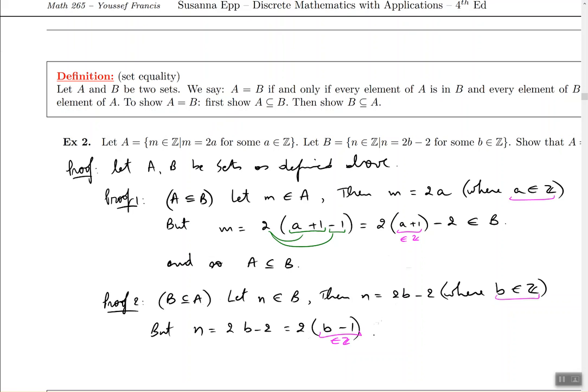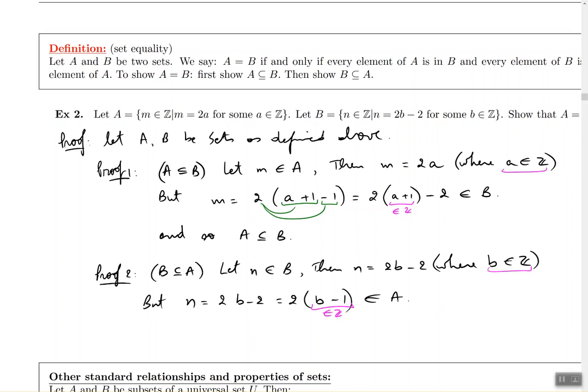This means that the number we have looks like 2 times some integer, which means it belongs in the set A. This proves that B is a subset of A. And that's the end of proof number 2. So we have the end of proof number 1, and we have the end of proof number 2.